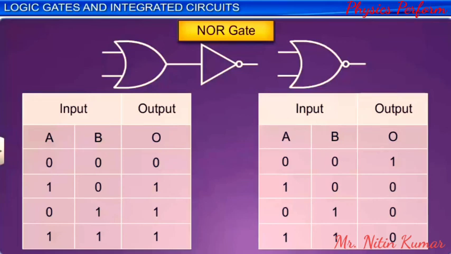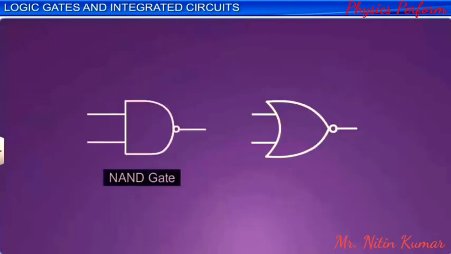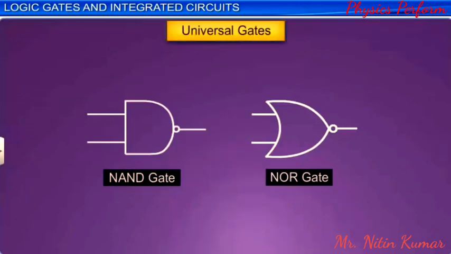NAND and NOR gates are also called universal gates, as they can be used to create all other forms of logic gates like the AND, OR, and NOT gates. Logic gates in a circuit are realized by combinations of electronic devices.